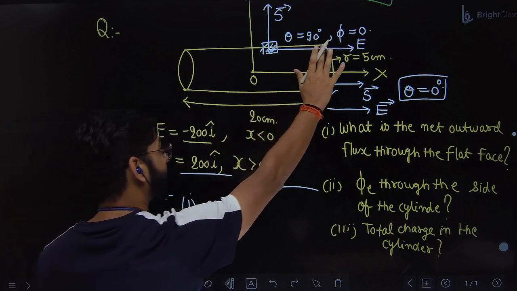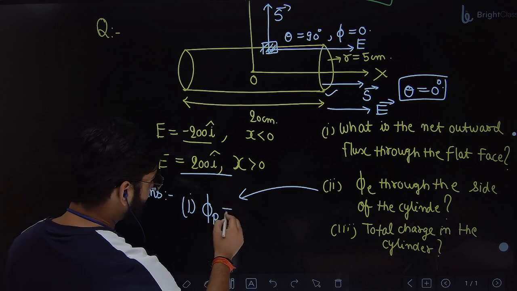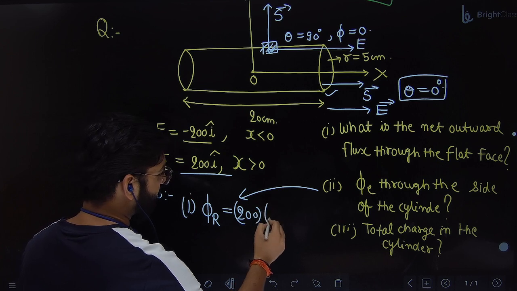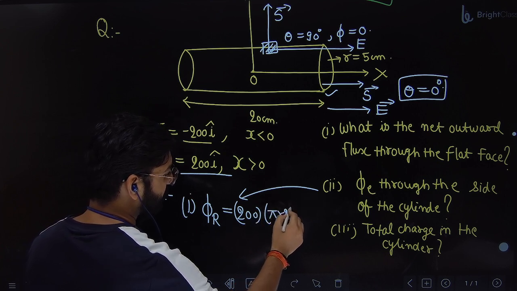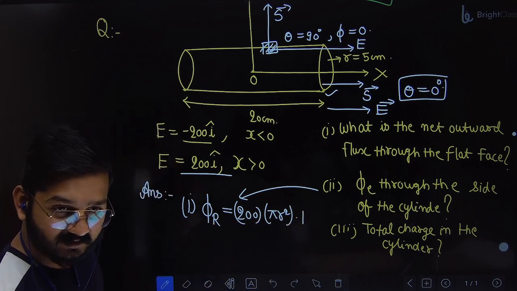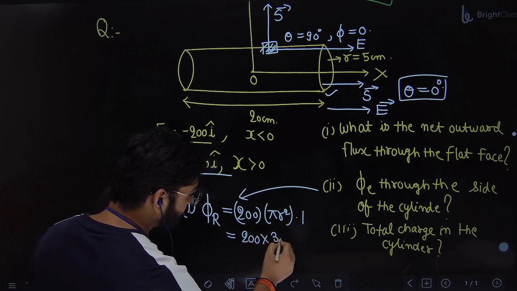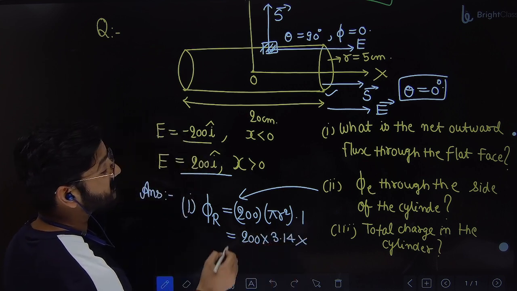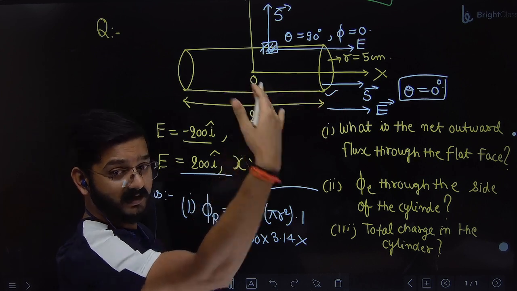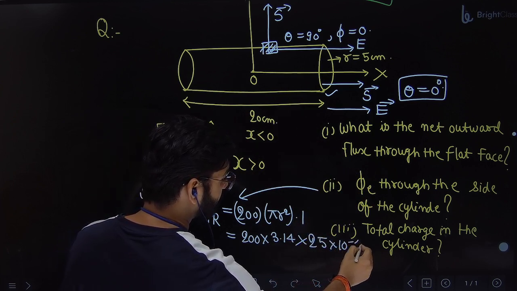So for the right surface, the flux due to the right surface: the electric field is 200. Area vector, what is the area of a circle? Pi r square. And what is the angle? 0. Cos 0 is 1. I'm directly writing cos 0 is 1. So let's solve it: 200 into 3.14 into r square. The radius is 5 centimeter, so 5 into 10 to the power minus 2. So that becomes 25 into 10 to the power minus 4.